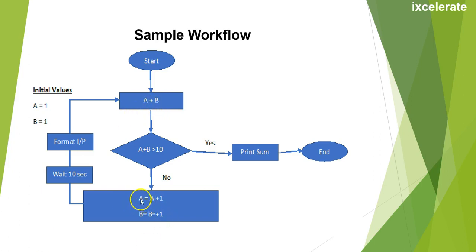We also need another lambda which would increment a by 1 and another lambda which would increment b by 1. We would also need another lambda to print the sum for us, and another lambda to format the inputs to be provided to this block again. So we would need 1, 2, 3, 4 and 5 lambdas. Let's go ahead and create those lambda functions initially before we start creating the step function.